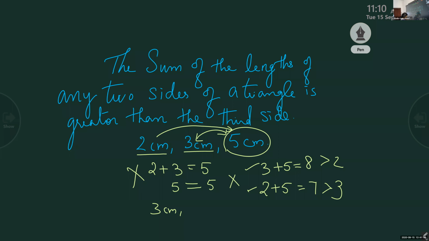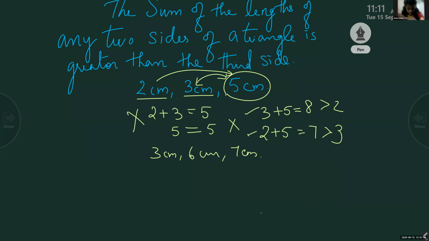3 centimeter, 6 centimeter, and 7 centimeter. Try this. 3 plus 6 compared to 7. Check all the combinations. 3 plus 6 is 9. It is possible. It is not possible, ma'am. Why? Tell me why.